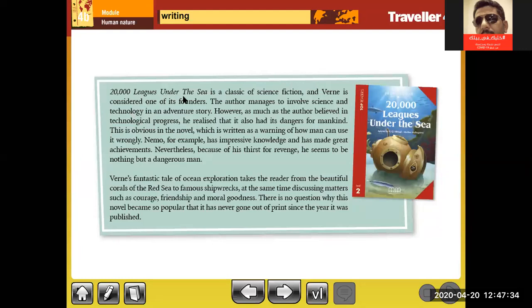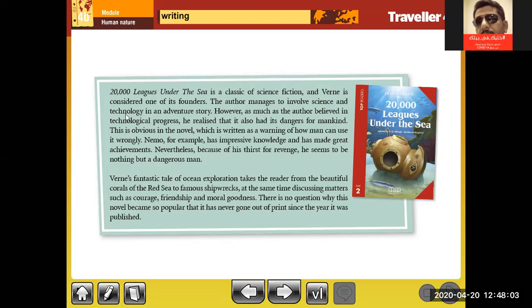20,000 Leagues Under the Sea. Now, guys, he gives you in paragraph one the plot of the novel. Here, let's see some of the reviews. 20,000 Leagues Under the Sea is a classic of science fiction. Classic means old. Of science fiction is a kind or a mix between science and fiction, خيال علمي.